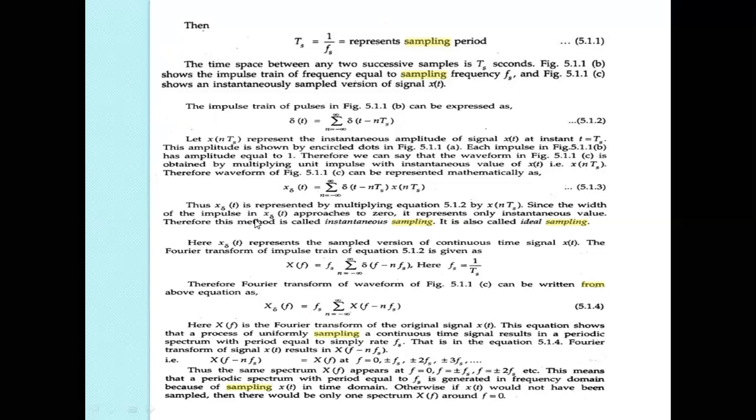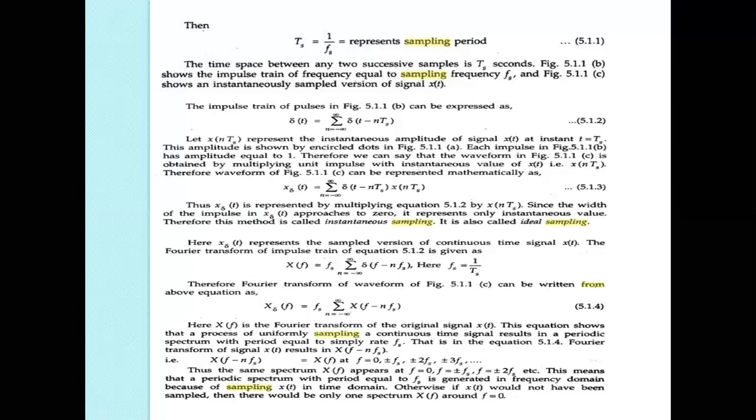Since the width of this impulse approaches zero, it represents only the instantaneous values. Therefore, this method is called instantaneous sampling. It is also called ideal sampling. Okay, it represents only the instantaneous values. Therefore, the technique we are using here in the sampling theorem is instantaneous sampling.